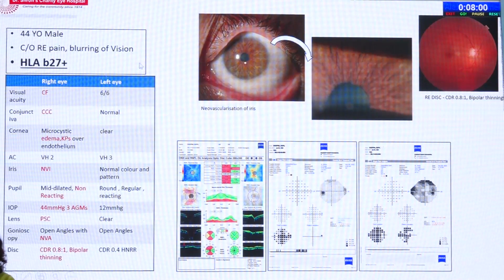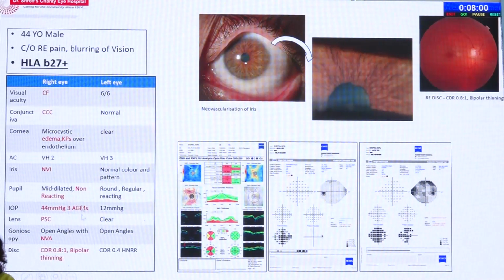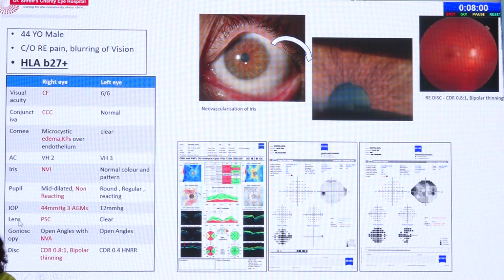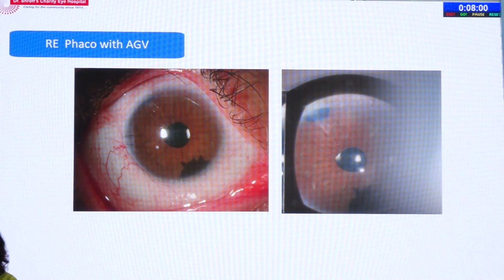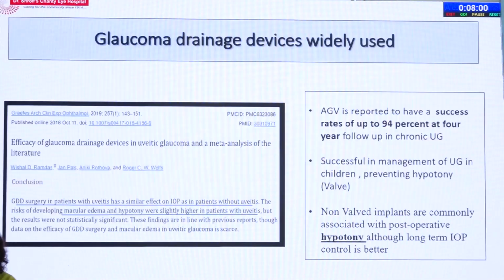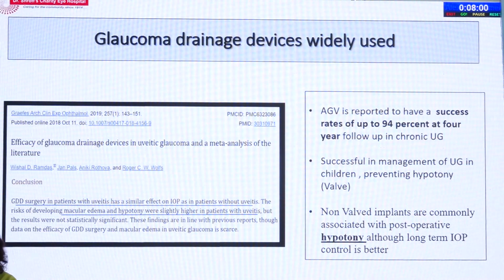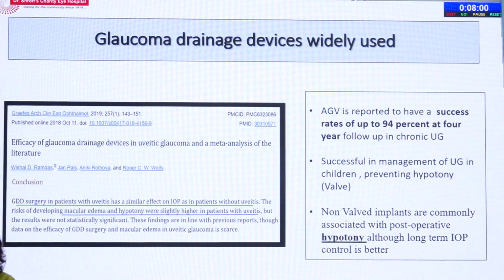Another patient who was HLA-B27 positive had a lot of findings in the anterior segment. There was presence of NVI and nodules, and IOP was uncontrolled, as you can see, and even cataract. So we decided to perform phaco with AGV because tube implants have a fairly good success rate, up to 94%, and they are useful both in children as well as in adults.